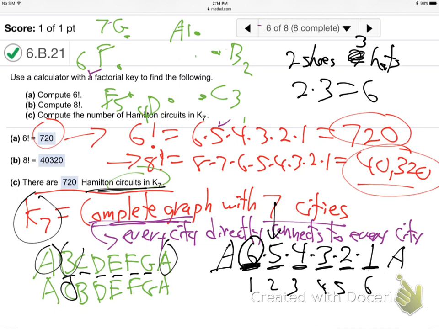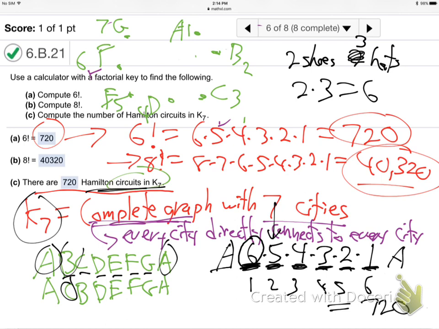If there's 6 cities you can visit first, then 5 cities, then 4 cities, then 3, then 2, then 1. If you multiply that together, guess what you're going to get? 720. That's the 720 different circuits that are possible. Does that make sense?